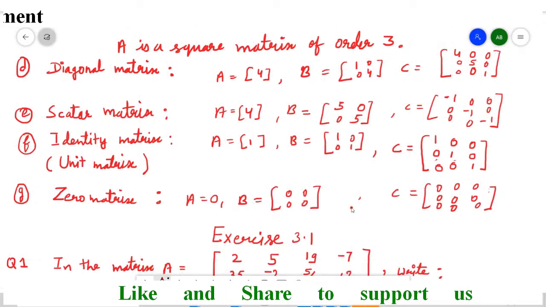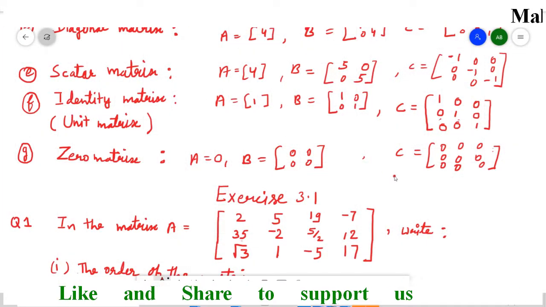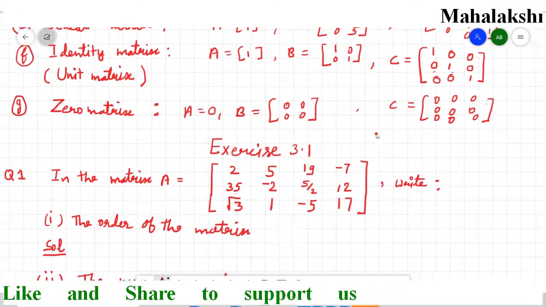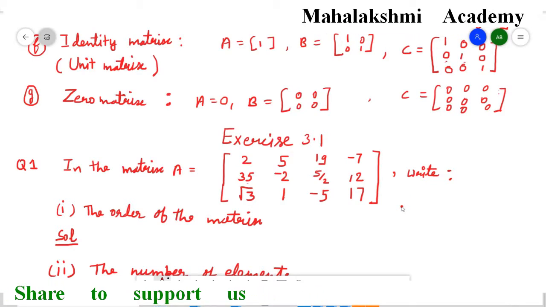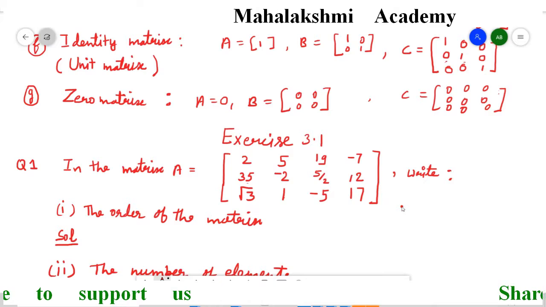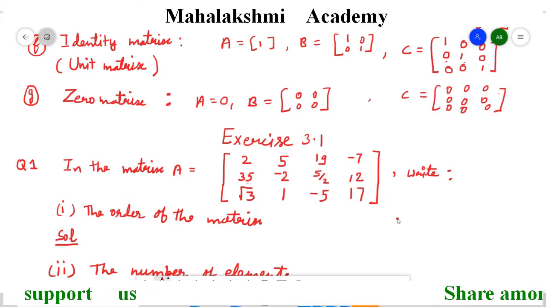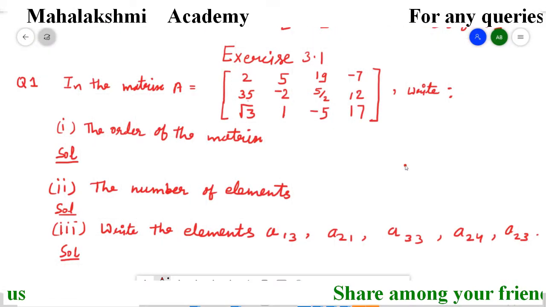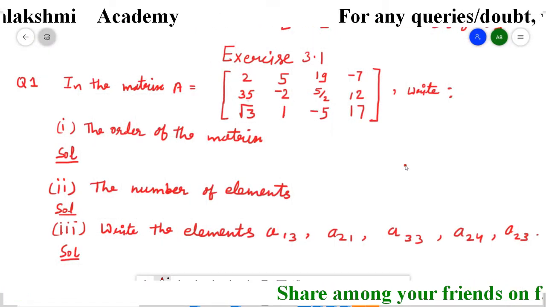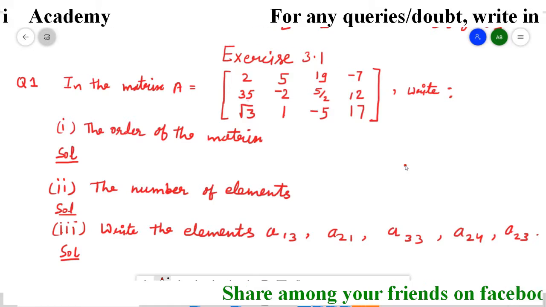Now a zero matrix means one in which all elements are 0. So these are some basic concepts which we need for Exercise 3.1, which we already had discussed. Now we'll start some questions of 3.1 of NCERT 12th maths. First question from Exercise 3.1.